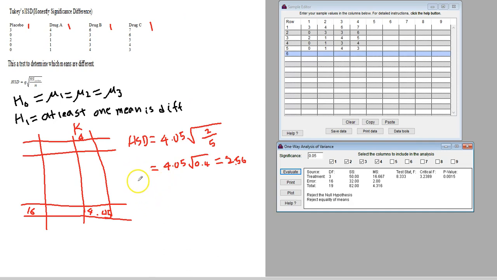Now once we find the HSD, the next thing that we're going to have to do is compare head to head the mean value of each. So X placebo minus the mean value of A. Now remember, this is the absolute value. And then we're going to do placebo against drug B.